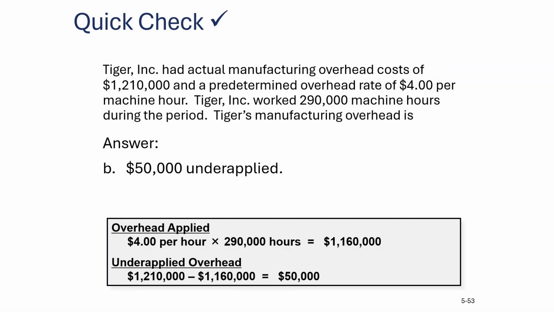Sorry, it's going back. What do you do with the underapplied? Remember, the underapplied, everything will close to your cost of goods sold. So what we do is we're going to debit the cost of goods sold and we're going to credit manufacturing overhead with $50,000.